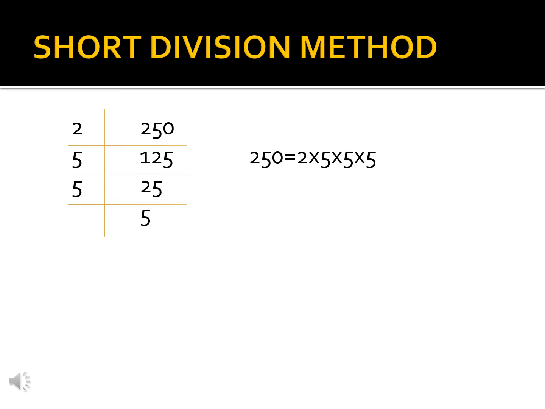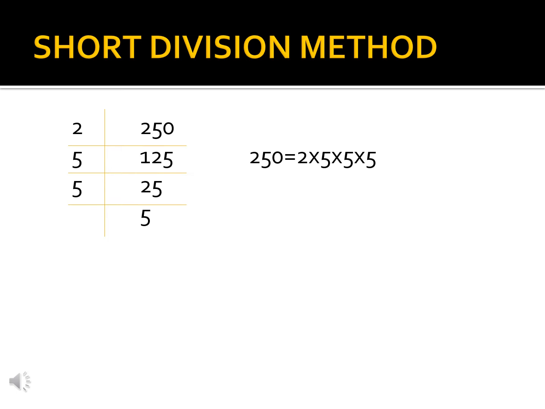So the prime number 3 does not divide 125. The next prime number 5 divides 125. So I selected 5. So 5 multiplied by 25 is 125. I got the quotient as 25 at this step.